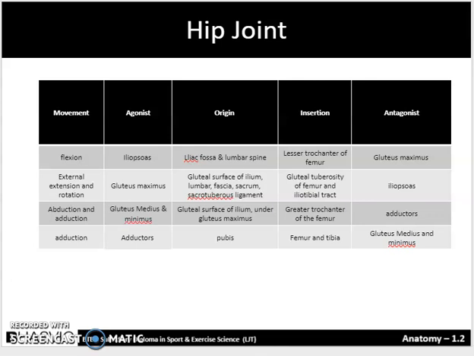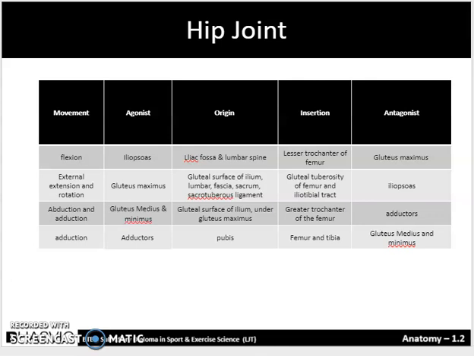The hip joint also allows external extension and rotation. Again, this is pretty much opposite to the flexion in terms of agonist and antagonist. Therefore, the agonist is gluteus maximus and the antagonist is iliopsoas. However, the origin in the external extension and rotation is the gluteal surface of ilium, lumbar fascia, sacrum, sacrotuberous ligament. And the insertion is the gluteal tuberosity of femur and iliotibial tract.